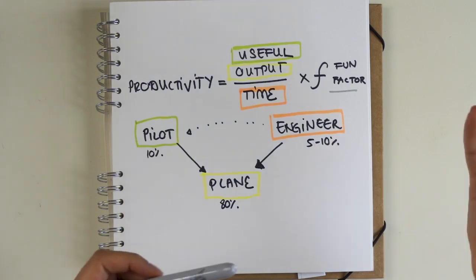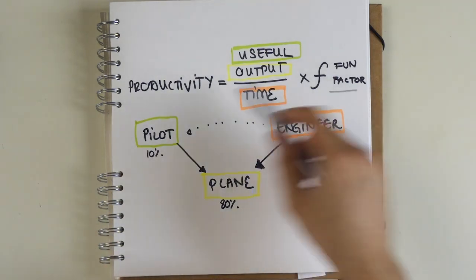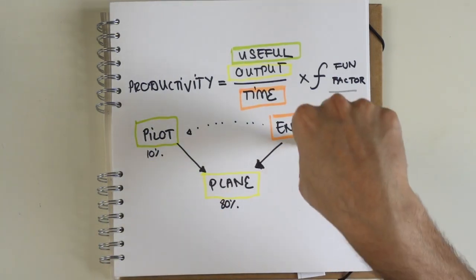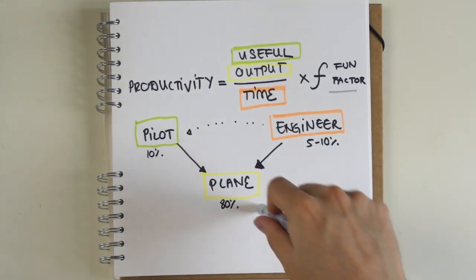And then where fun comes into it is that fun just sort of ties into absolutely everything. So if, as I said at the start, if we can enjoy what we're doing, then being a pilot is more fun, being an engineer is more fun, and being a plane is infinitely more fun because the work is enjoyable. It's not something that we have to talk ourselves into doing. And so that is the productivity equation.